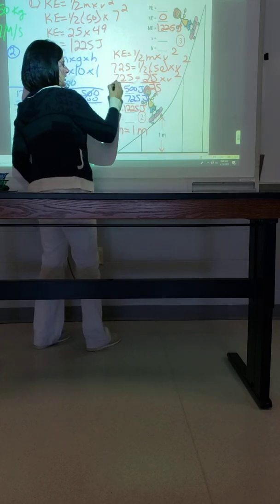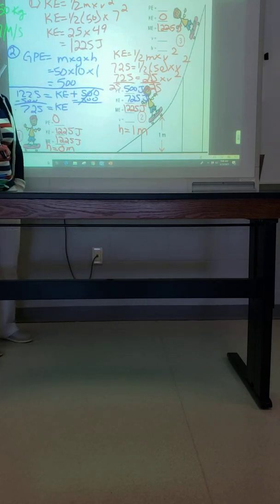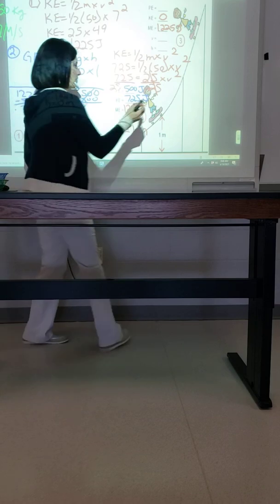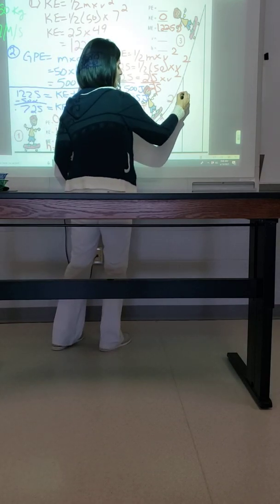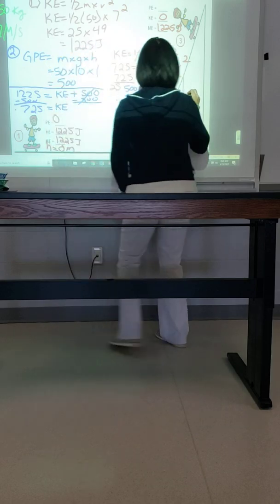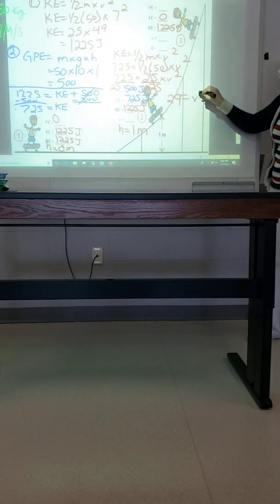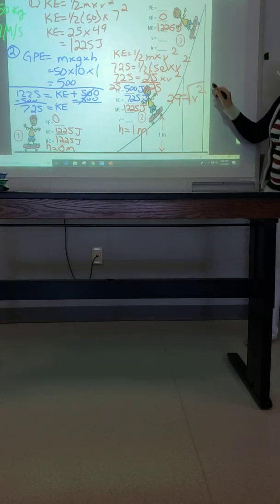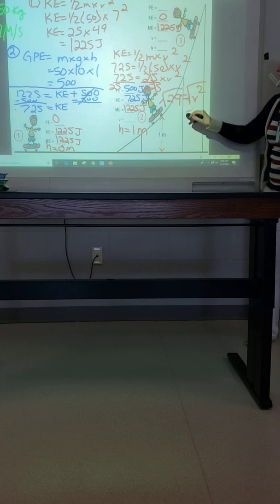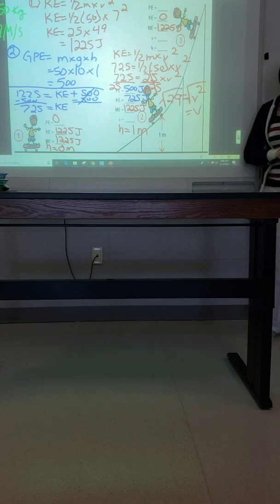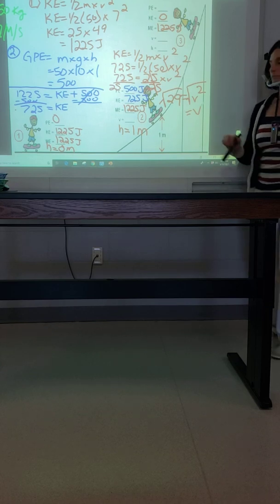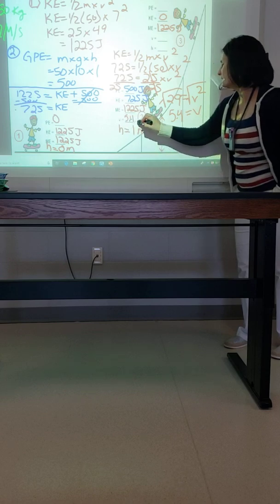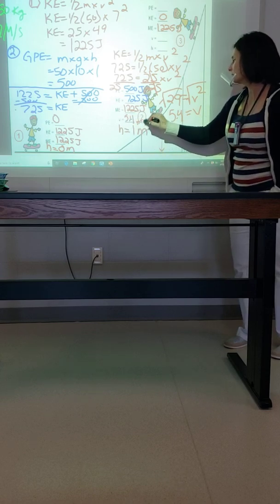Gets rid of that, and then what is 725 divided by 25? 29. I'm going to scooch over here just because I'm kind of out of room. So when I simplify that, I got 29, and then what I have on my right side is just V squared. Square root it, right? We have to find the square root of both sides. And so what is the square root of 29? 5.4. I like it. Okay, 5.4, and then our units? Very good, meters per second.